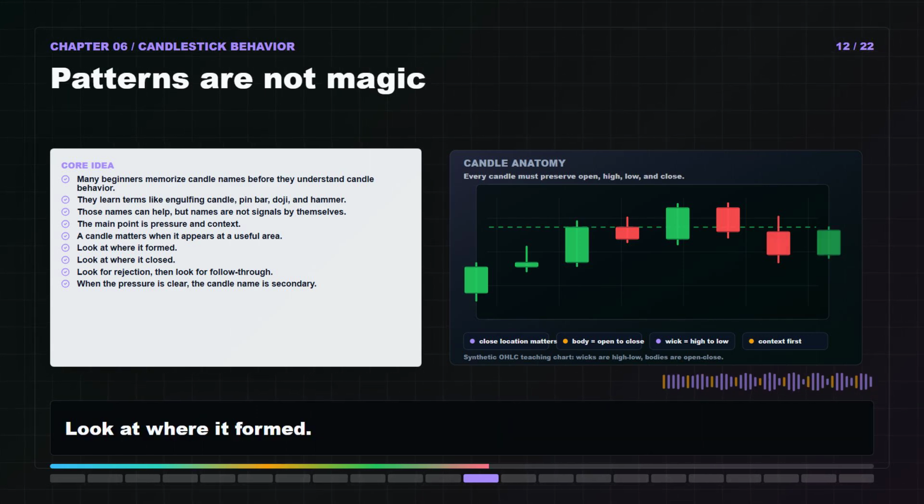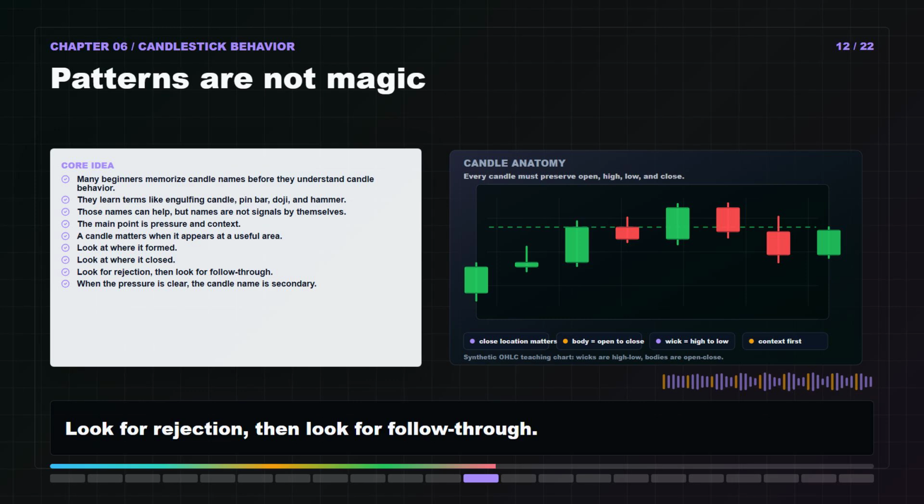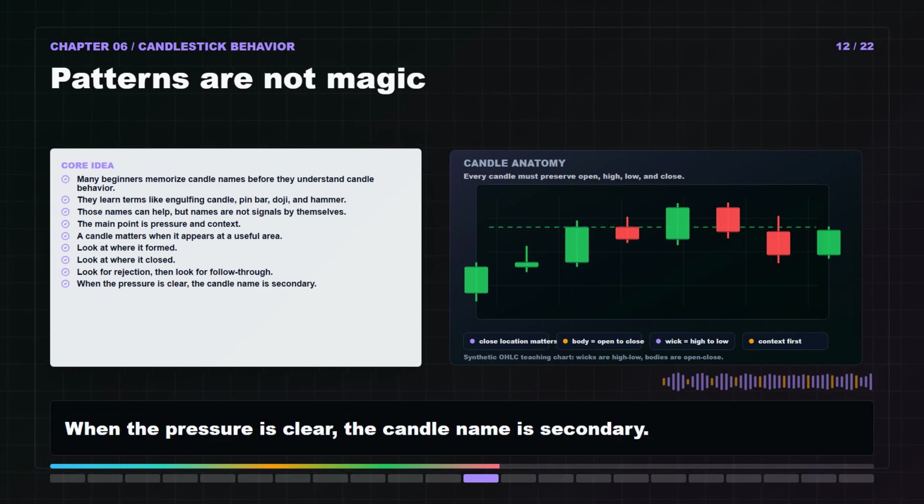Look at where it formed. Look at where it closed. Then look for rejection and follow-through. When the pressure is clear, the candle name is secondary.